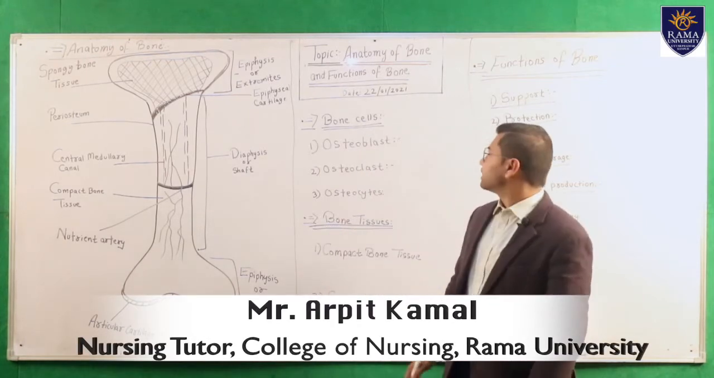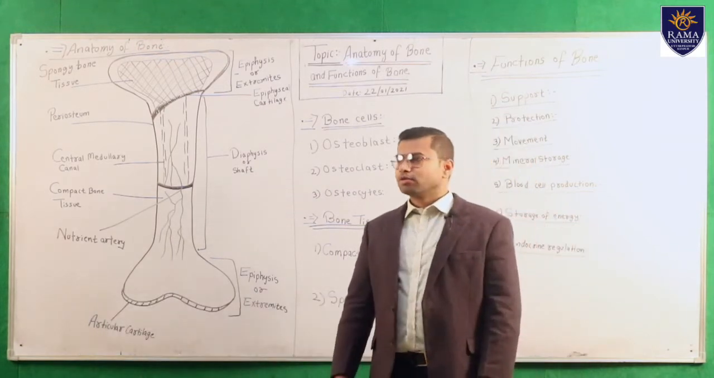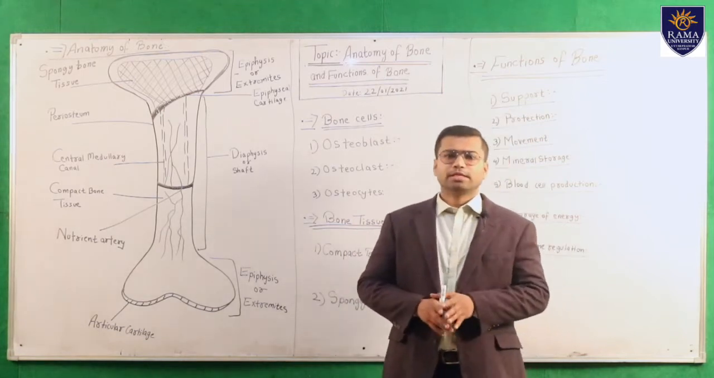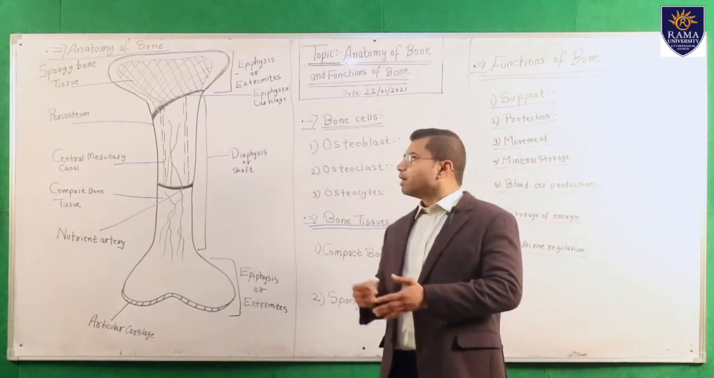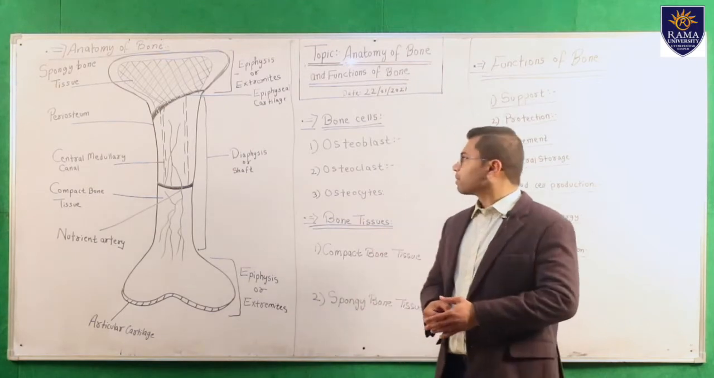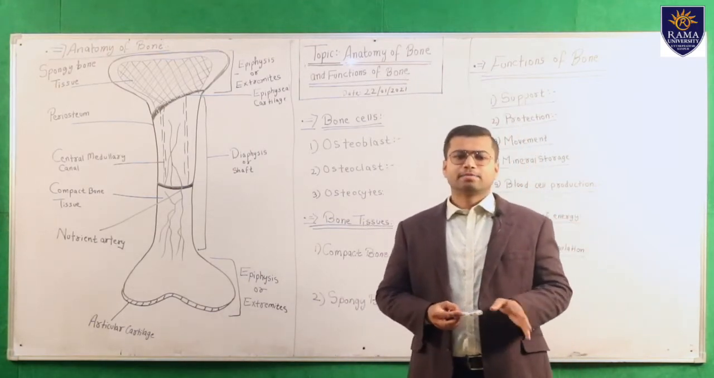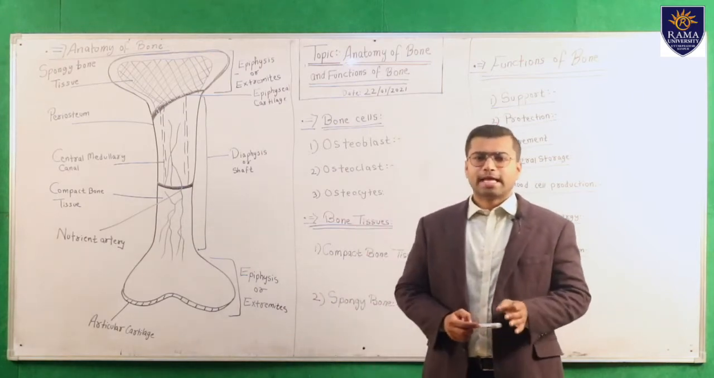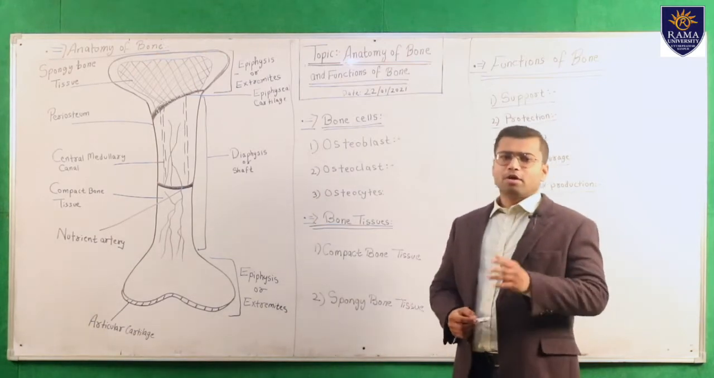Our today's topic is anatomy of bone and functions of bone. First we will see what is bone. Bone is a strong and durable type of connective tissue. Bone is itself a type of specialized connective tissue. Its main constituents are calcium salts. The main constituent of bone is calcium phosphate. The bone is mainly composed of calcium phosphate.